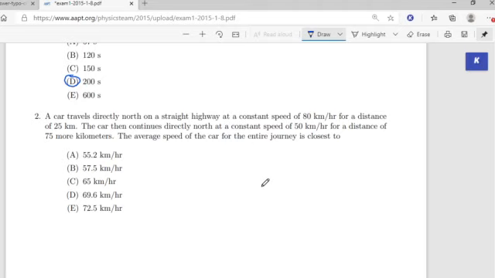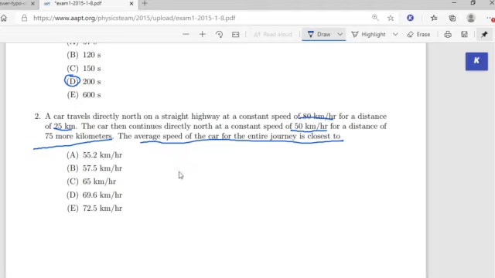Alright, next one. A car travels directly north on a straight highway at a constant speed of 80 kilometers per hour for a distance of 25 kilometers. The car then continues directly north at a constant speed of 50 kilometers per hour for a distance of 75 more kilometers. The average speed of the car during the entire journey is closest to blank.